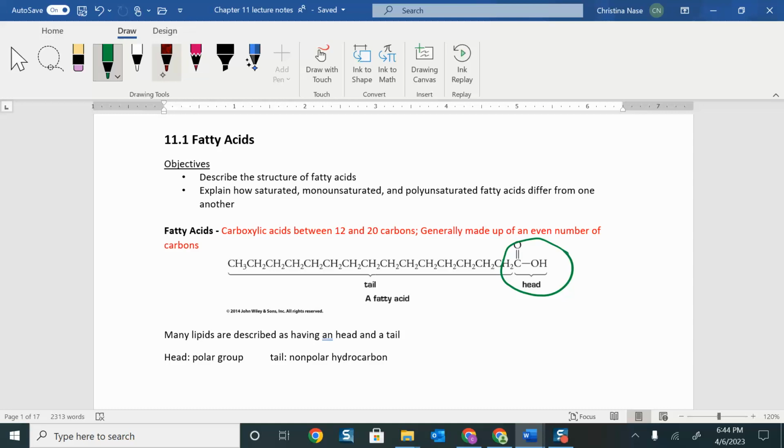Fatty acids are going to have between 12 and 20 carbons, and usually an even number of carbons. That's what we'll find with our fatty acids. So fatty, because one side is going to be nonpolar, it's going to have this nonpolar tail, and then you have this slightly polar head group over here.